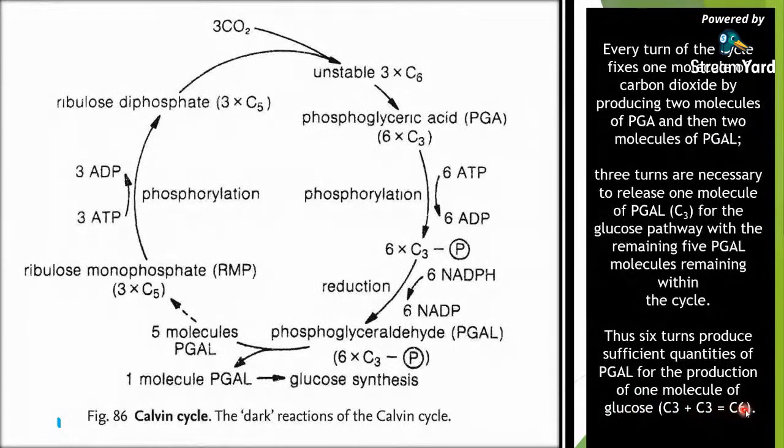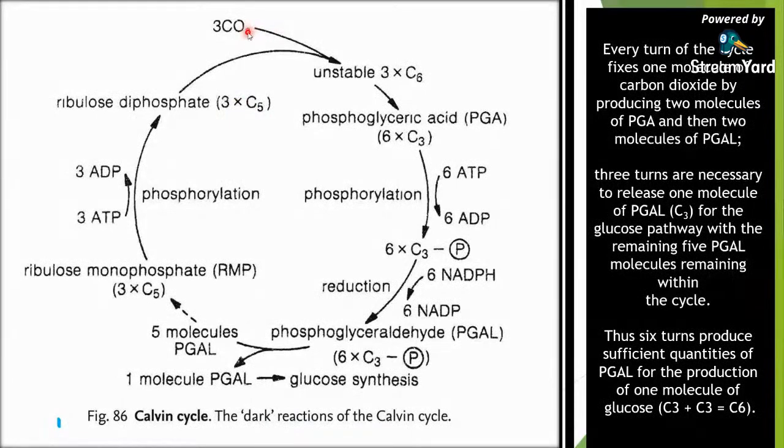Glucose will be C6H12O6. So when one molecule is formed here, at that time it will require the 6 cycles, because each cycle is generating one. So 6 turns will produce sufficient quantity of phosphoglyceraldehyde which will be utilized for the production of glucose. And this reaction takes place in the stroma part, which is the dark reaction.